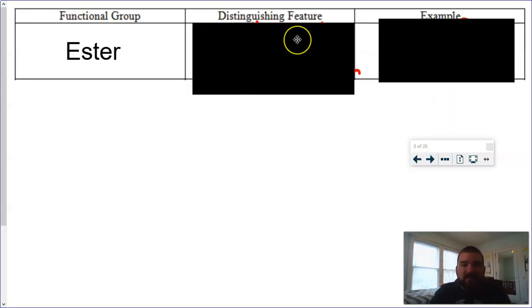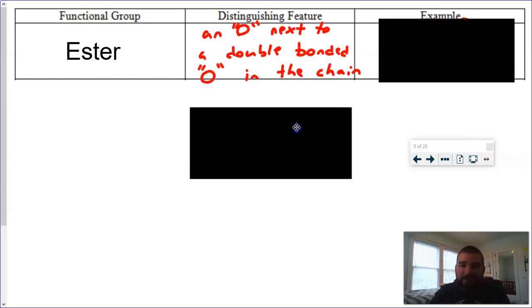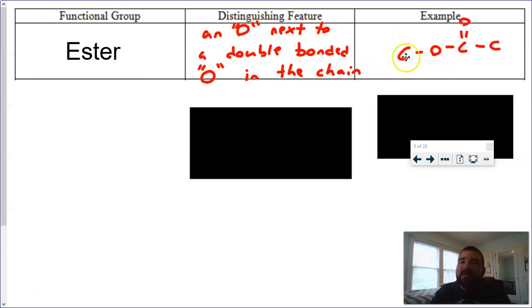Ester, not an old lady in a nursing home. This is ester, the organic molecule. So an ester is when you have an oxygen next to a double bonded oxygen in the chain. So it looks like this. In the middle of your chain, so here I have 2 carbons and another carbon on this side, I kind of have that double oxygen situation in the middle instead of at the end.